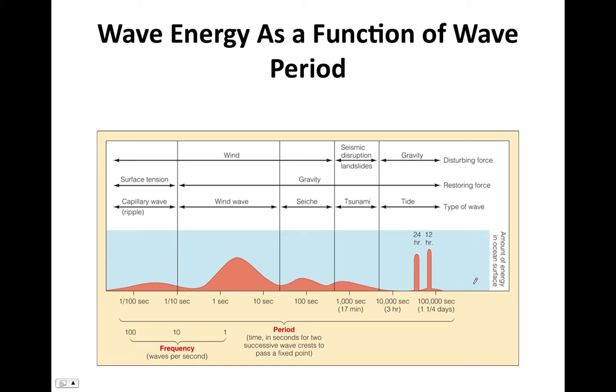So this chart shows us how much energy in the sea surface is in each type of wave. See, most of the energy is in the form of wind waves. And then the second is in the tides. There's a 24-hour period tide and a 12-hour period tide. So that means that most disturbances in the sea surface are due to wind waves and the tides.